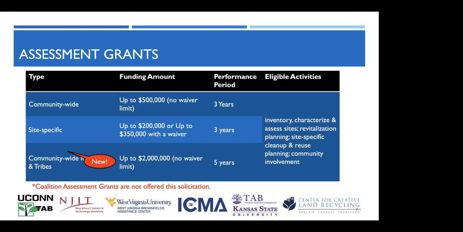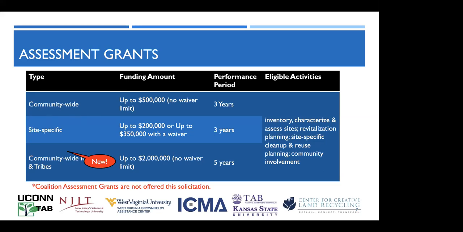And then the new type of assessment grant this year is the community-wide for states and tribes. This one's up to $2 million you can request in funding. It's a 5-year performance period. These types of grants are only available to state agencies, tribes, and eligible native corporations in Alaska.